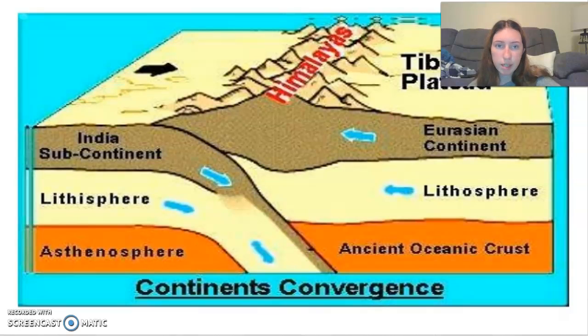Pictured here is just an example of how the Himalayan mountains were formed. So due to two plates colliding, the mountain range was able to form.